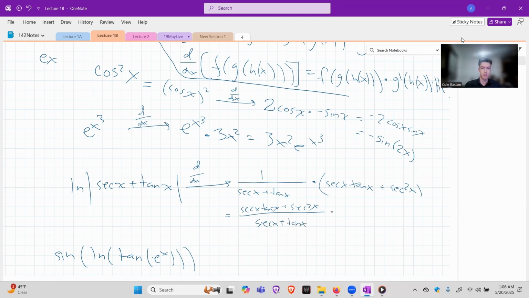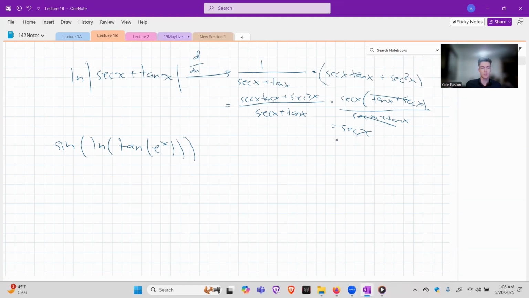So we're going to do that here. So that's secant of x times, then I have a tangent of x left, plus then I have 1 secant of x left here, over secant of x plus tangent of x. And then I noticed that tan x plus sec x, that's the same as sec x plus tan x. So that's actually going to cancel out. And so that is going to be secant of x.